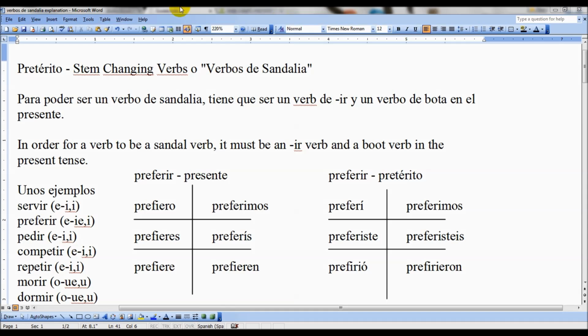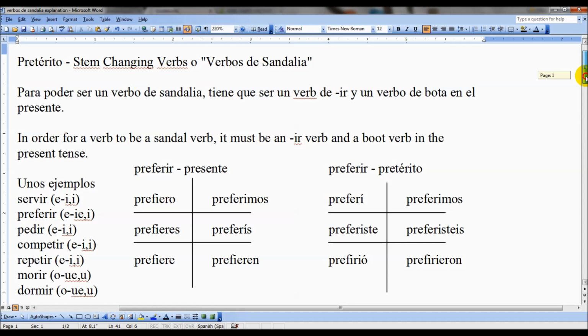I'm going to give you some examples right here of some preterite stem changing verbs over here on the left. So servir, preferir, pedir, competir, repetir, morir, and dormir: to serve, to prefer, to ask for or order, to compete, to repeat, to die, and to sleep.